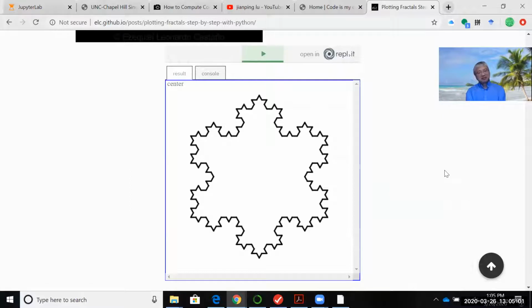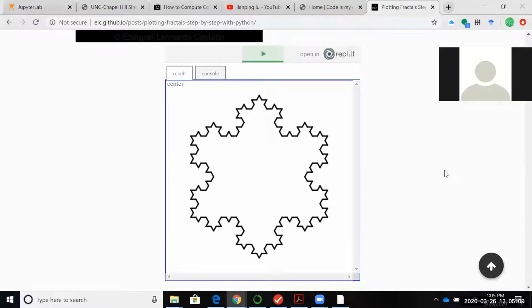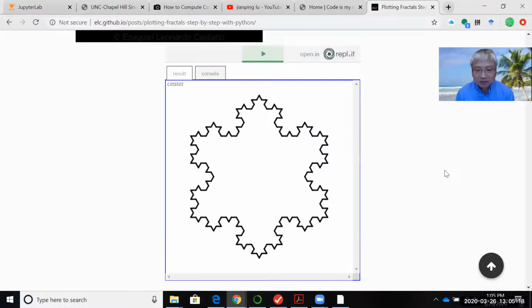Matthew. You there, Matthew? Sorry, you're cutting in and out. So you're asking about the dimension of this object? Yeah. Are you seeing the snowflake? Yes. Yeah. Okay. Yeah, I'm asking the dimension of this object.